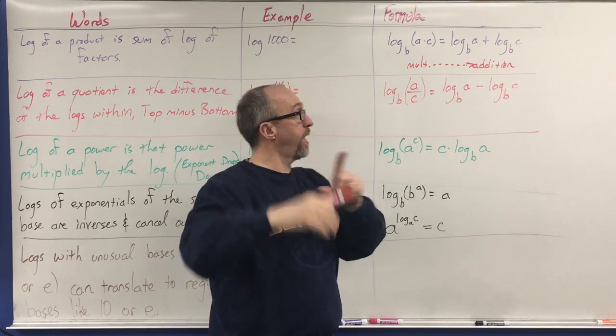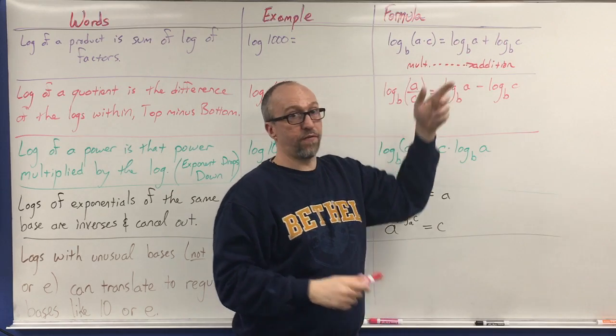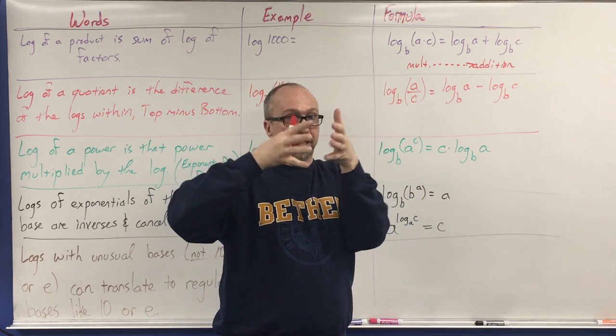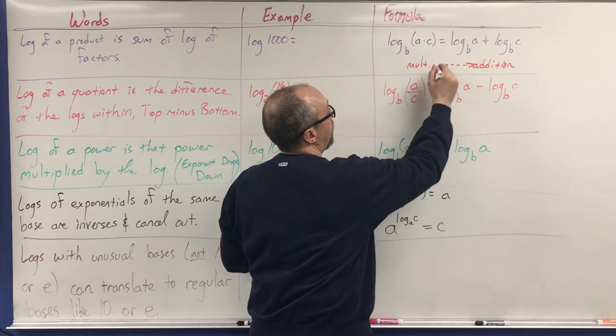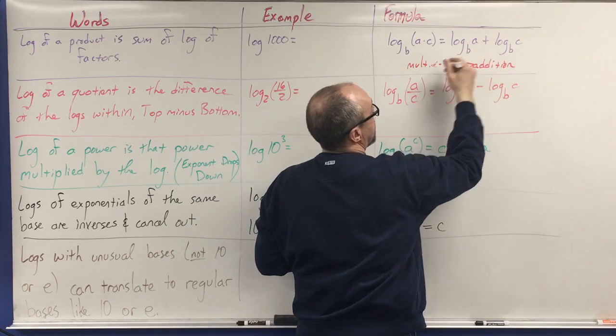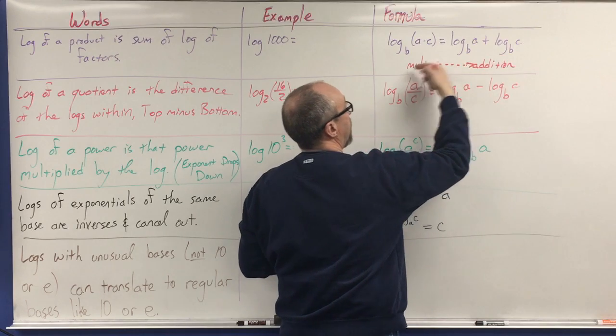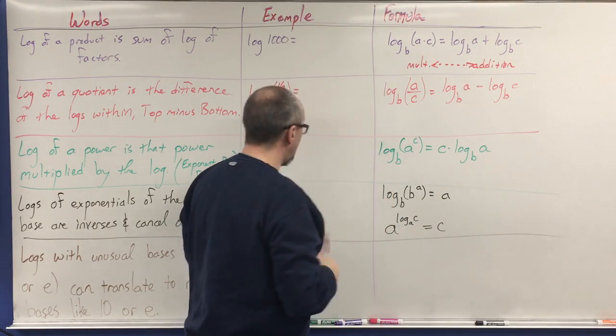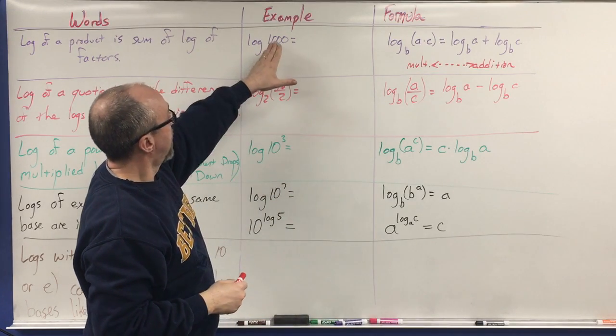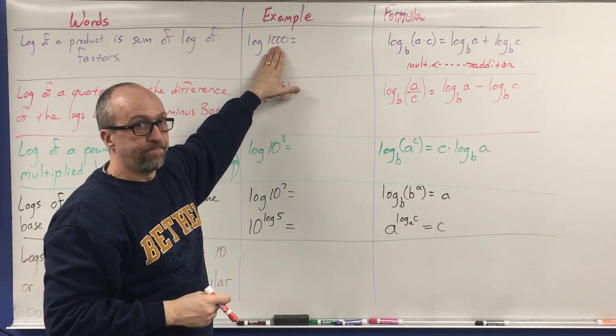And by the way, if you're given this, and if you're told to make it into a single log statement, you can translate going back the other way. You can take this log, this addition log thing, and go left and make it multiplication. That's totally okay.